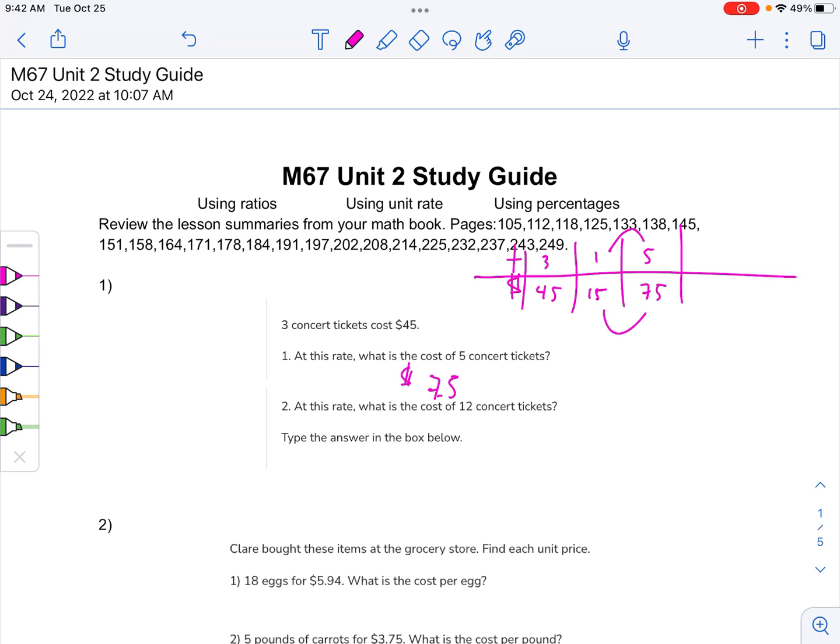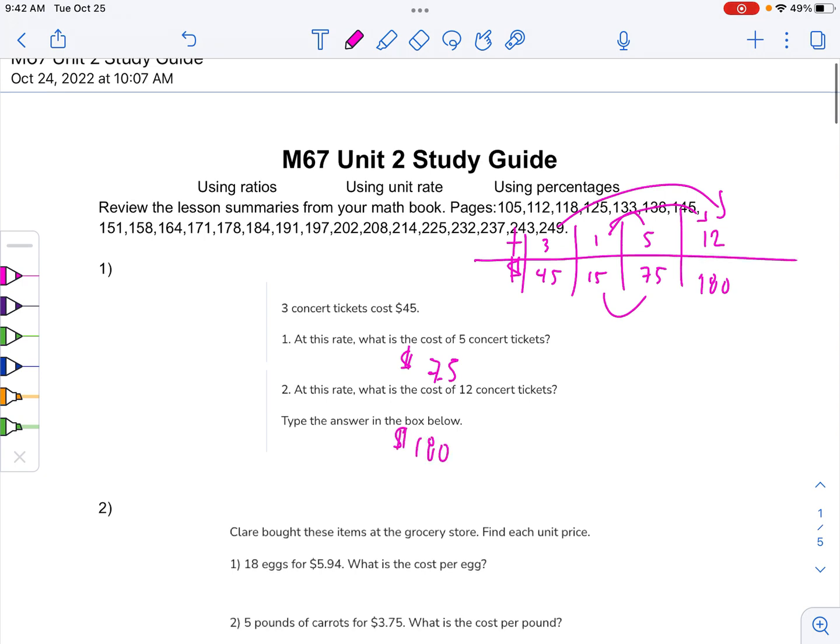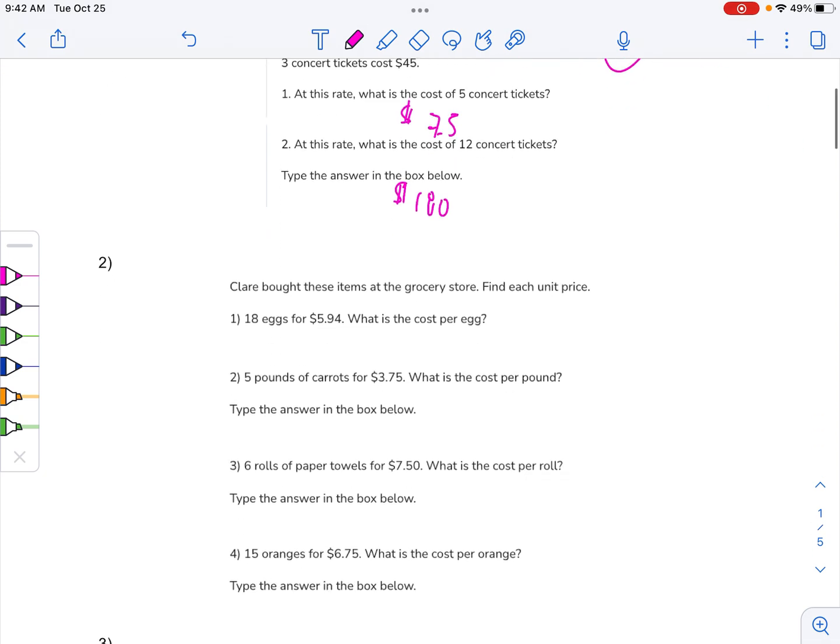At this rate, how much will 12 cost? So I need 12 tickets. So I can go from the 3 to get to the 12, or I can go 1 times 12, 3 times 4. Whatever it's going to take me up there. I just know it's $15 per ticket. And that'll cost me like $180 for those 12 tickets. Let's keep going. Plot thickens.